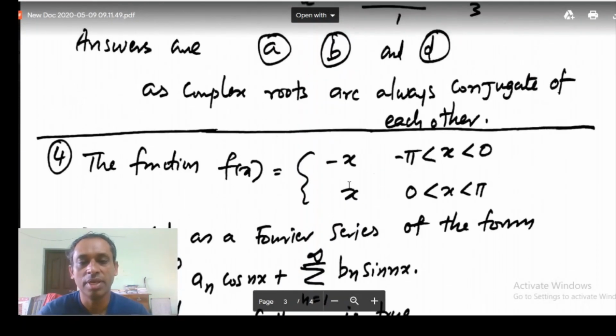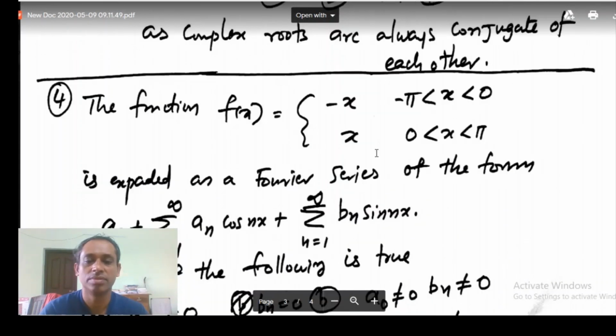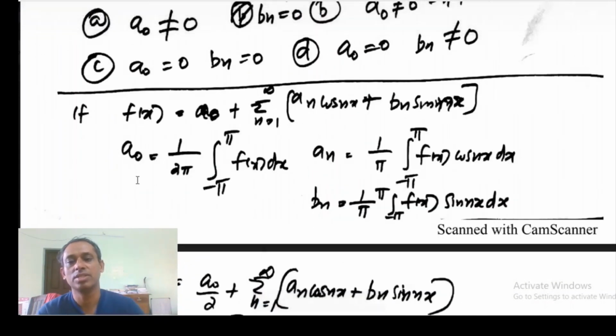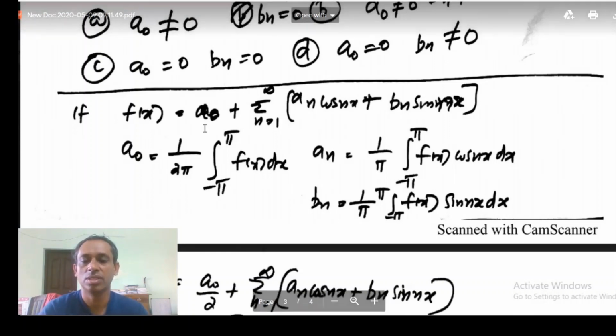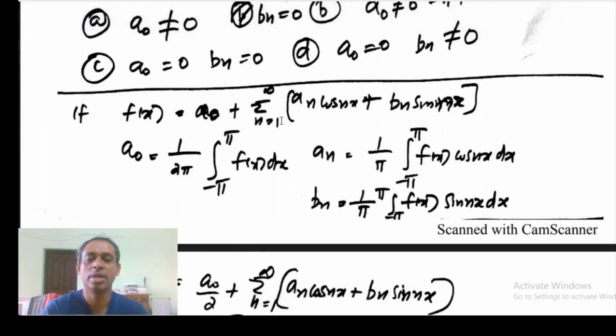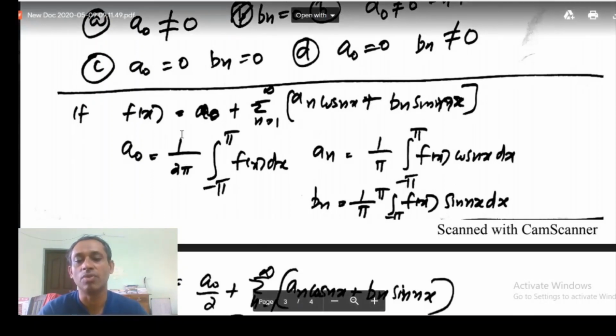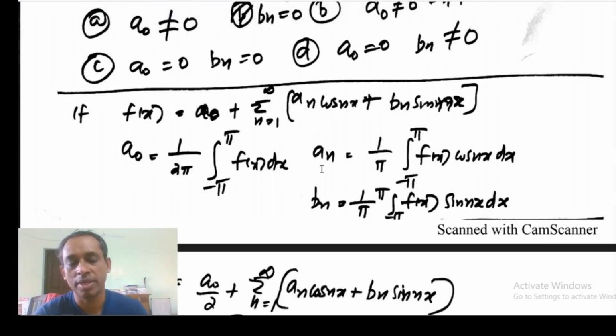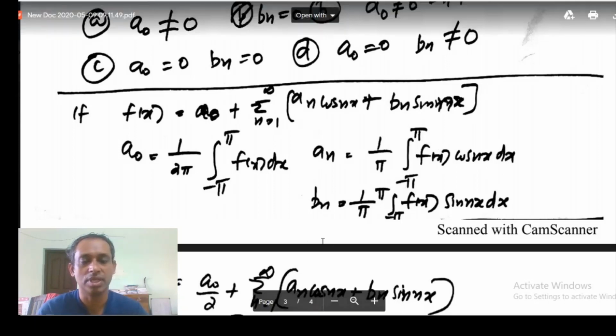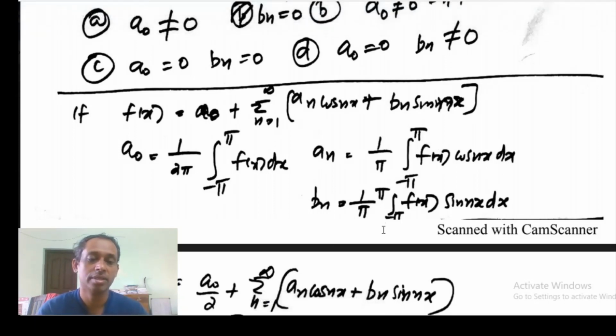So here we have to expand this as a Fourier series. Fourier series expansion is this: if f of x is equal to a0 plus sigma n equal to 1 to infinity an cos nx plus bn sin nx, then a0 is given by 1 by 2 pi, integral from minus pi to pi of f of x dx. An is 1 by pi, integral from minus pi to pi of f of x cos nx dx. bn is 1 by pi, integral from minus pi to pi of f of x sin nx dx.